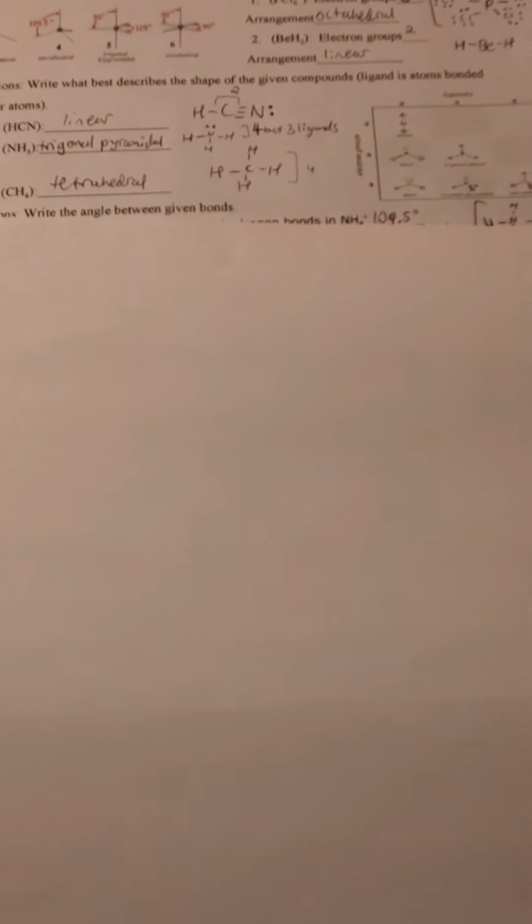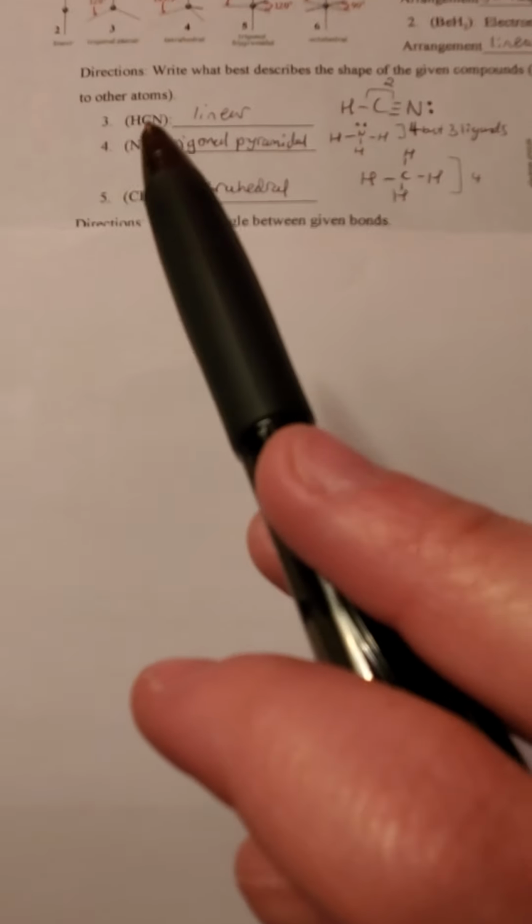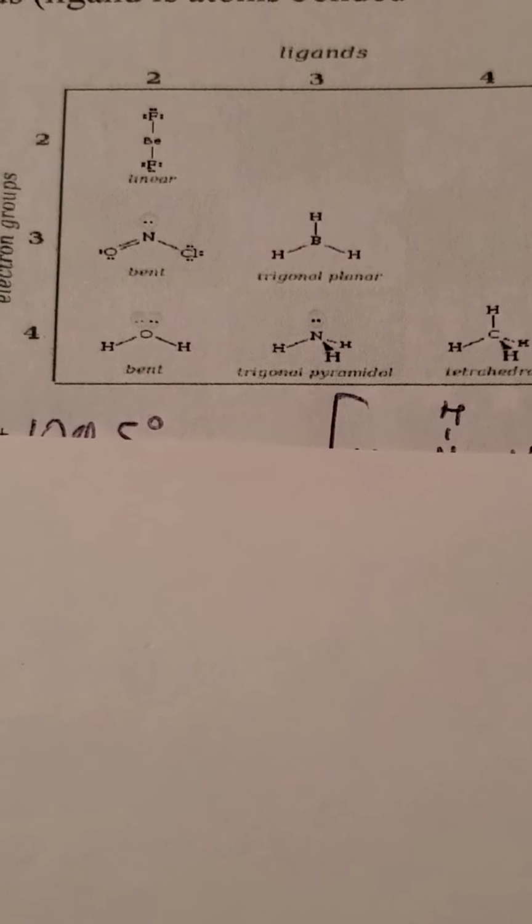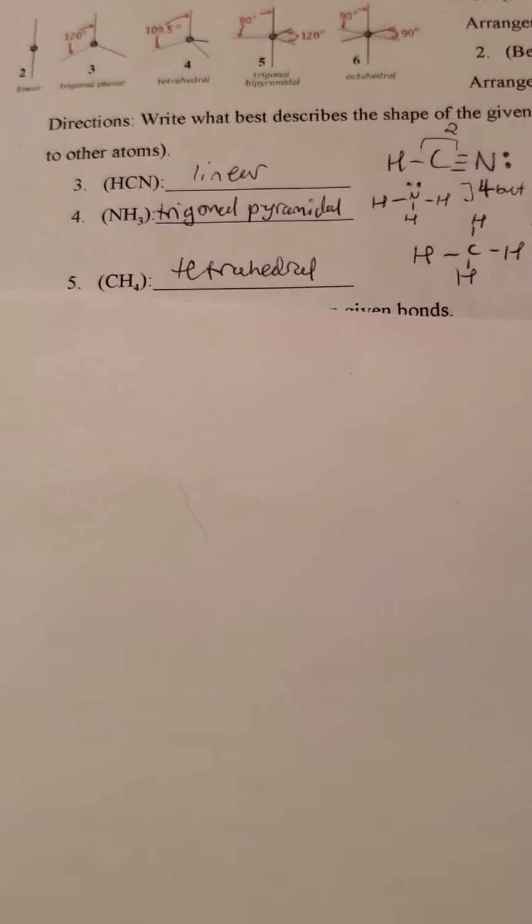So for this one, we're looking at what best describes the shape of these compounds, and we're using ligands. So ligands are atoms that are bonded to other atoms, mainly the central atom. So when we're doing HCN, as you can see here, there's just 2 ligands. So it's just linear. I know you can't see that very clearly. I can try to zoom in. There we go. See? Linear.